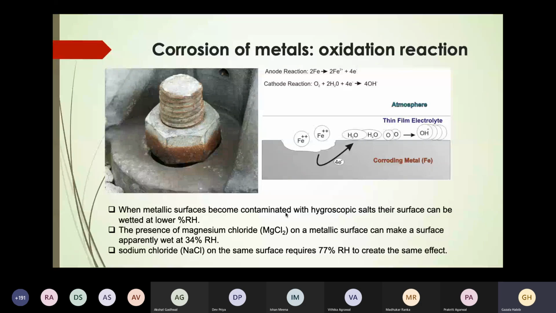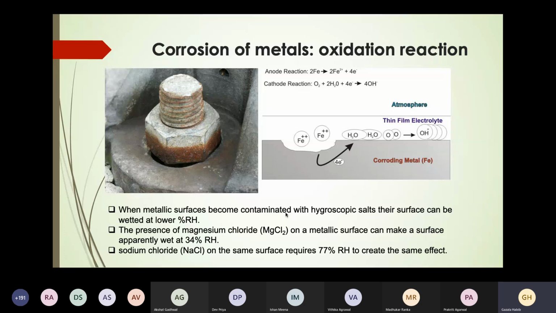A similar reaction happens when iron or any steel which doesn't have nickel coating or anything is exposed to the atmosphere. The iron reacts, or gets oxidized, and forms Fe2O3 or other compounds, and that is what corrosion is. So that happens in the atmosphere because of the presence of some salt which catalyzes this reaction.